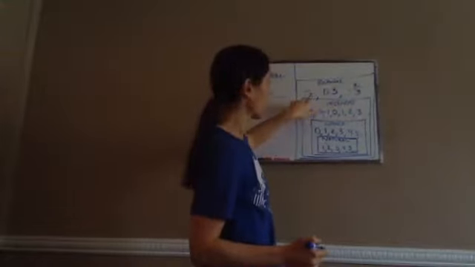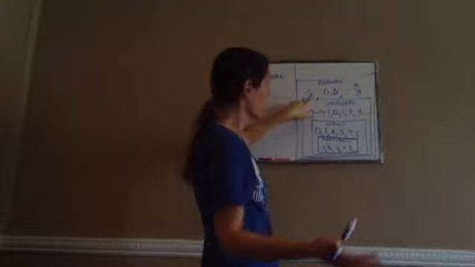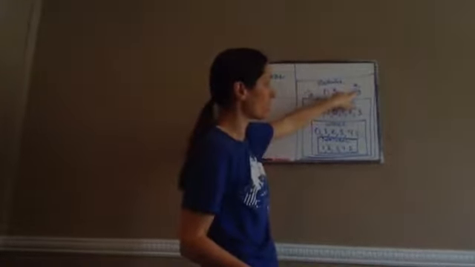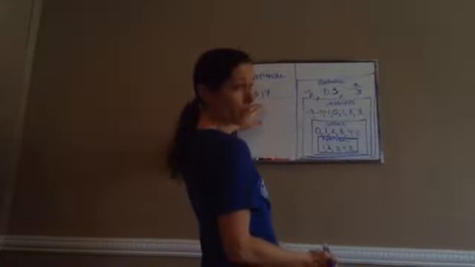Half comes to an end. 0.5, it ends after that. See what I'm saying? 0.3 has an ending. 2/3, if we divided that, it would come to an ending. But irrational numbers are those that do not come to an ending. So pi would be an example of an irrational number.